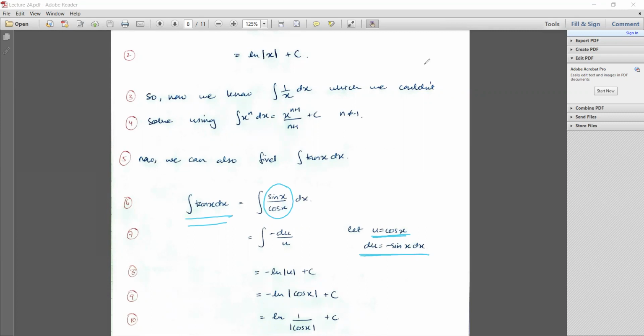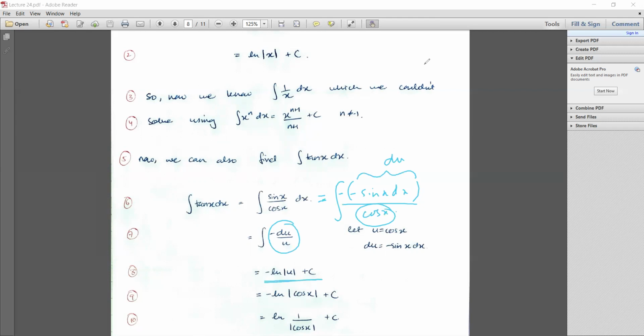right? So if I just multiply and divide, this becomes negative sine x dx, and then another negative here, over cos x. So negative sine x dx becomes du, and cos x is u. So you get negative du over u. So basically the integral of negative 1 over u du. And that we know is just negative ln absolute value of u plus c. And u was cos x, so we write everything back in terms of x. So it's negative ln absolute value of cos x plus c.